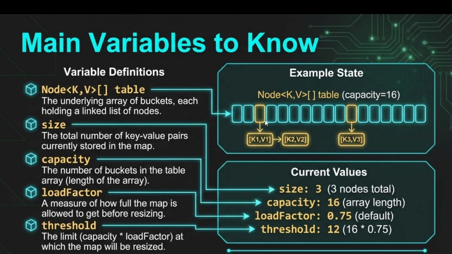The load factor, you can say, means that after 75% of the table is filled, we do resizing. So the default load factor is 0.75. That means when 75% of the table is filled, it will be resized. We will discuss resize later in the session. And threshold is the limit at which the map will be resized. As we discussed already, we have a capacity of 16 and a load factor of 0.75. 75% of the table will be 12.